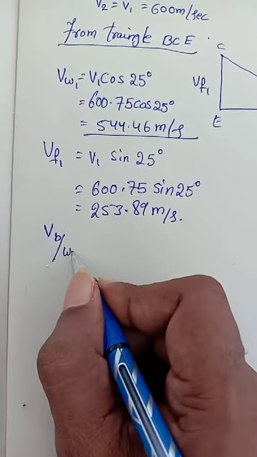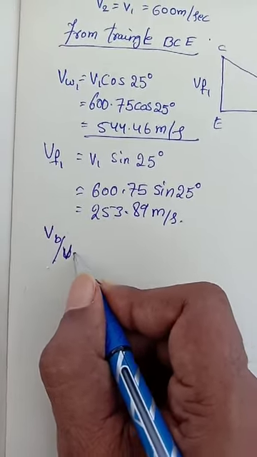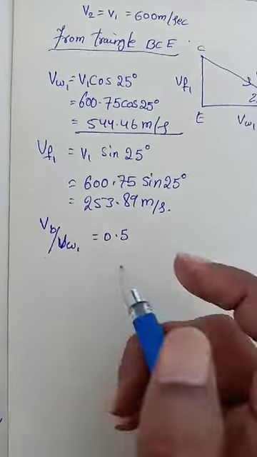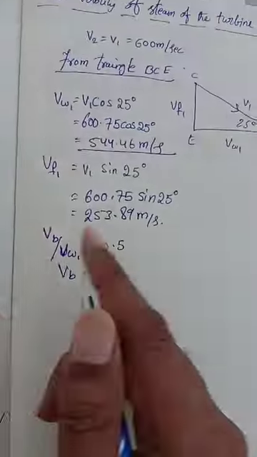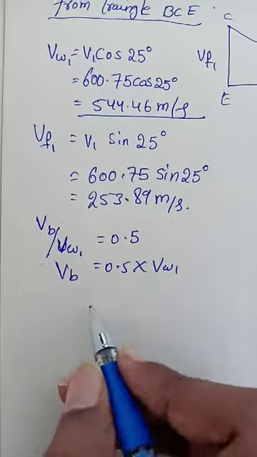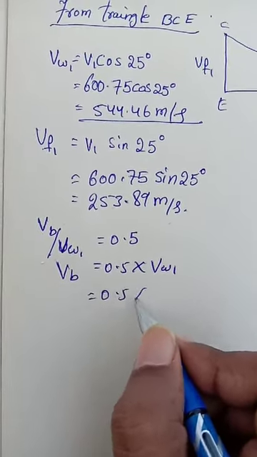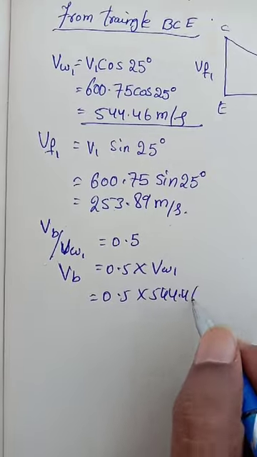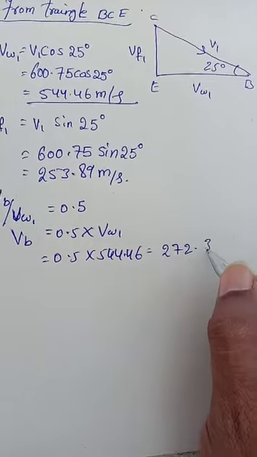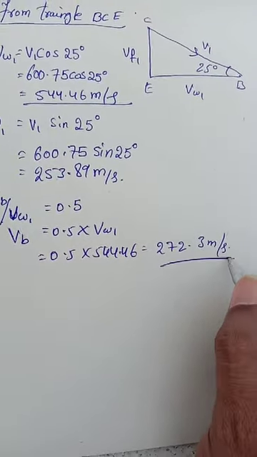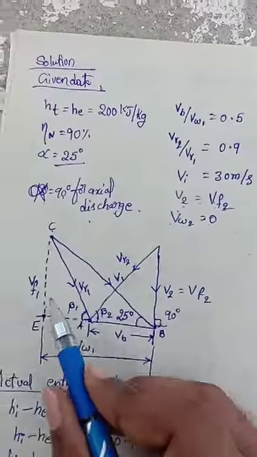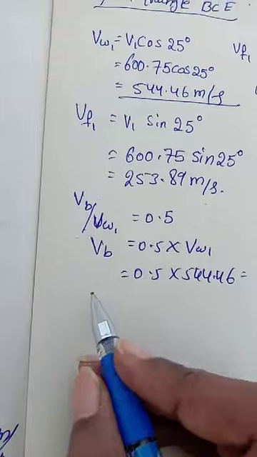Okay, and now we go for here VB, blade velocity divided by real velocity 1 is equal to 0.5 is given. Then blade velocity is equal to 0.5 into real velocity. So now 0.5 into 554.46. Then we solve this thing, we will get the blade velocity. Okay, and now we are going to find all unknowns in here. Okay, that is the thing.